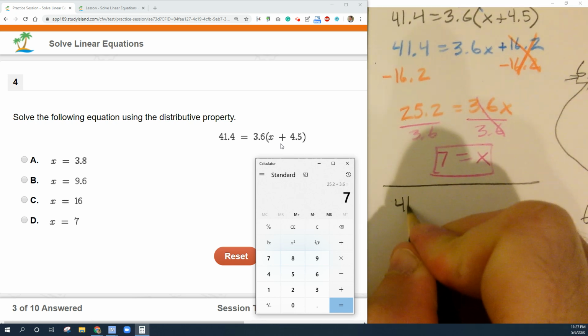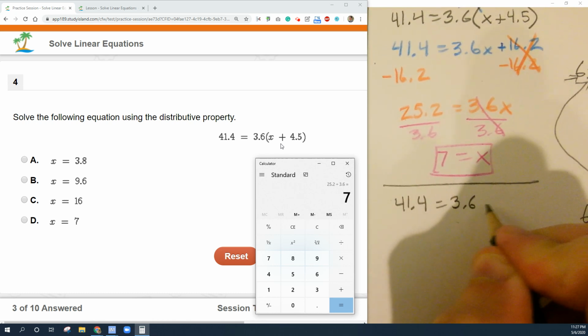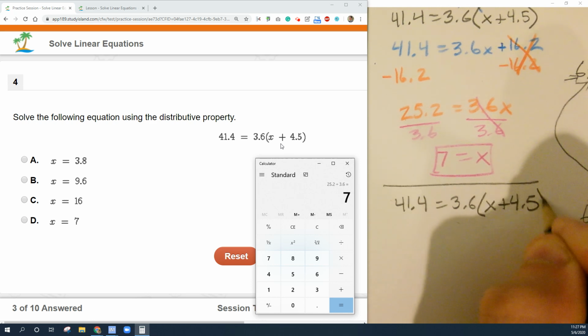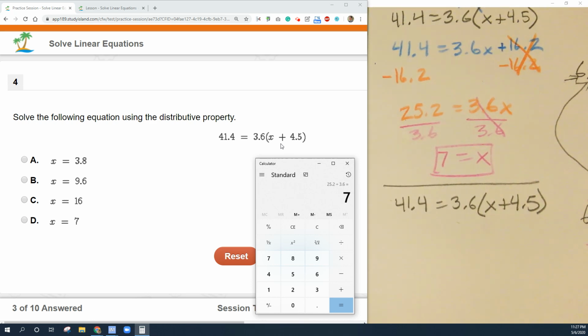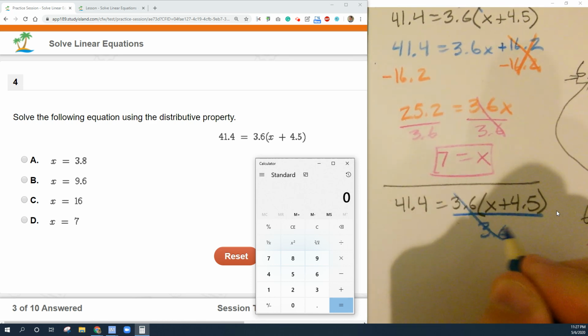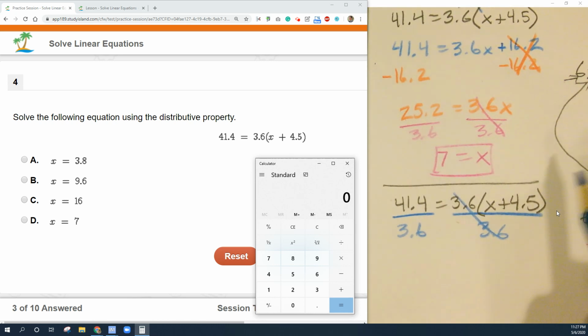41.4 equals 3.6 times the sum of x plus 4.5. There's a way to do this problem in just 2 steps, not 3. And here it is. What if I right now said, I don't want 3.6 times this set of parentheses. I just want the set of parentheses. Well, what I could do is I could divide both sides by 3.6 right now. Why does that work when I made such a big deal out of, oh, you have to divide everything by 3?